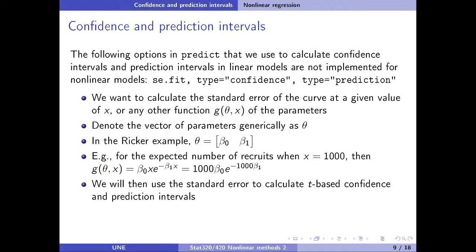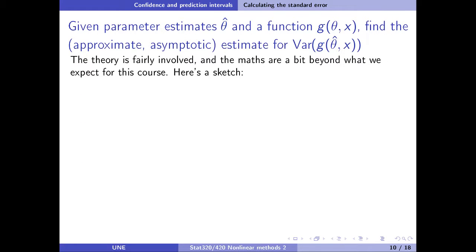Once we find the standard error, we can then calculate t-based confidence and prediction intervals. Okay, so we're going to get started on this. Some of the theory is a little bit beyond the scope of this class. If this was a more advanced mathematical statistics class, or say a graduate level class on GLMs, we might get into this. But for this class, we're really just going to look at a sketch of these results.